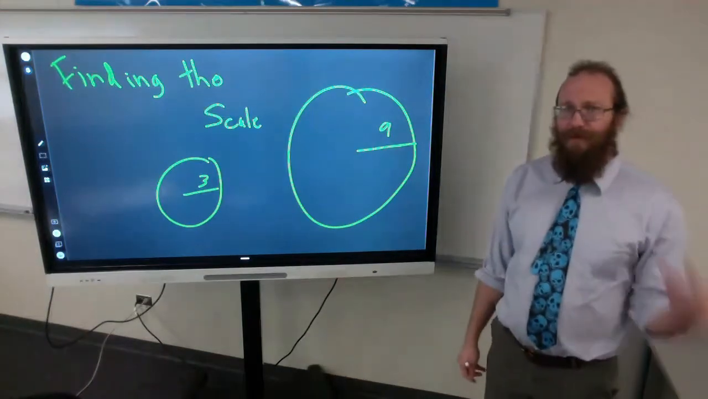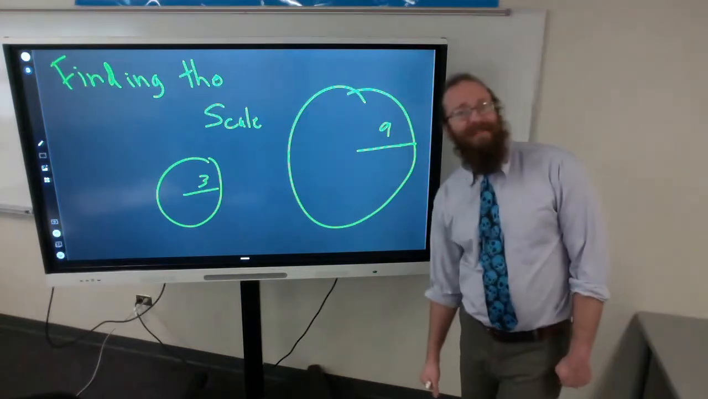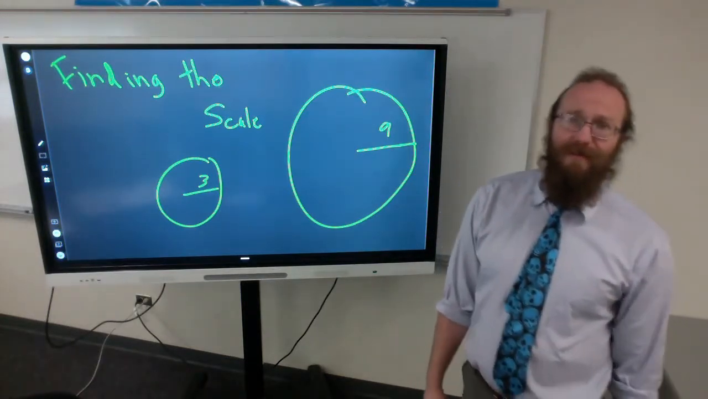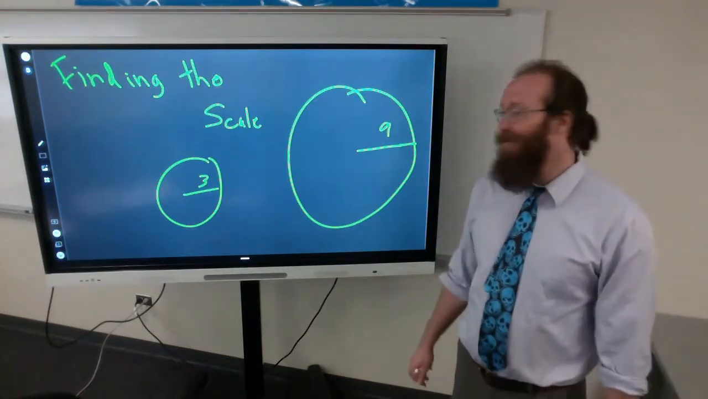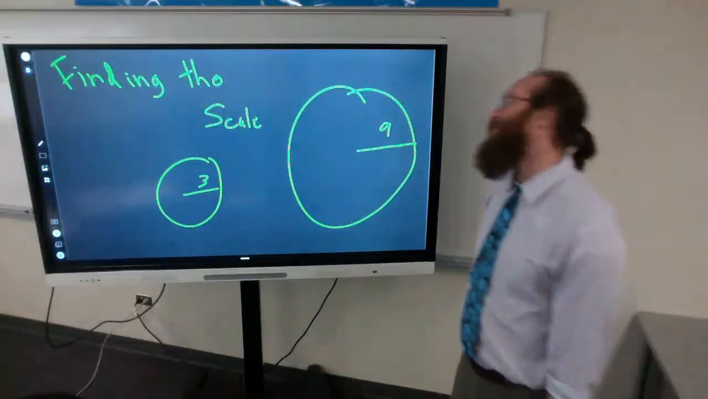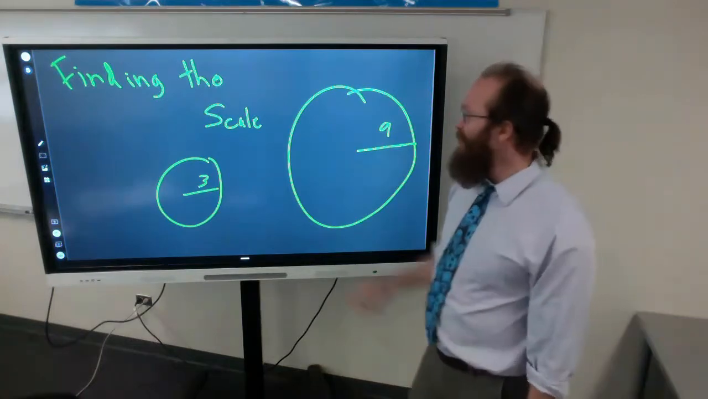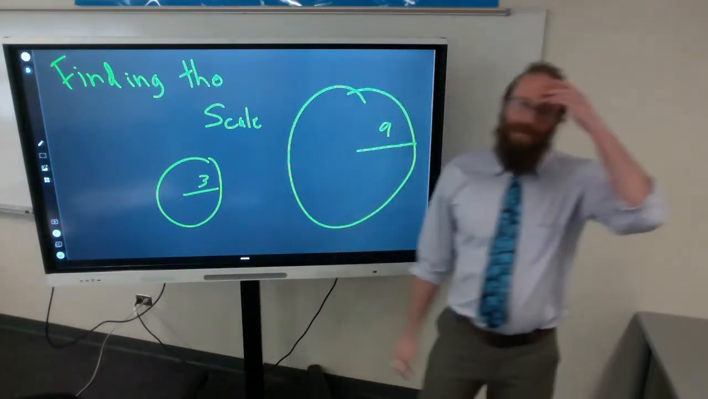And what's cool to note about circles is that every single circle is similar to every other single circle on the planet. By definition, they have the same angles, right? They're all 360 degrees. So all circles are similar to each other. But how do we find the scale factor?